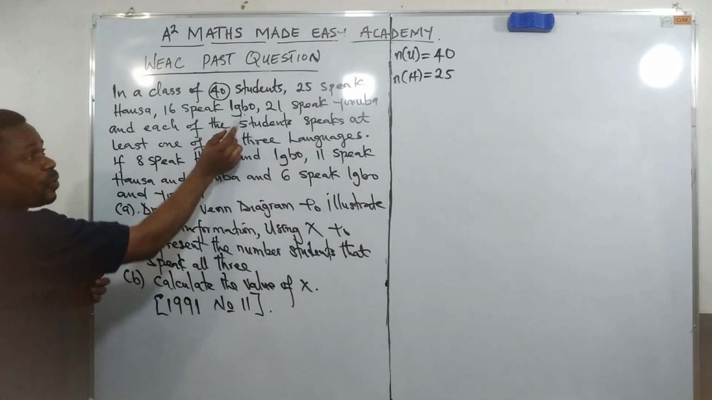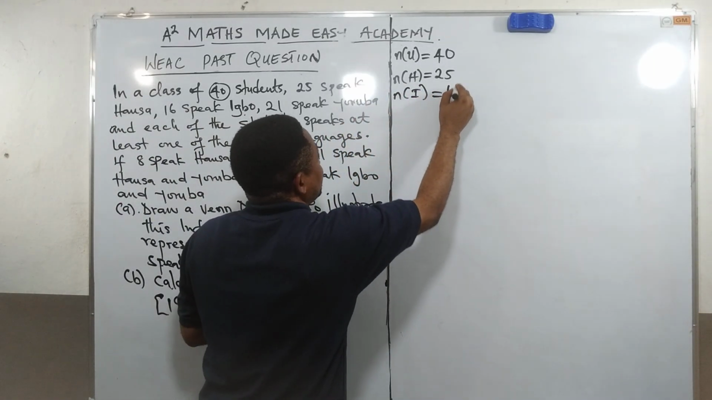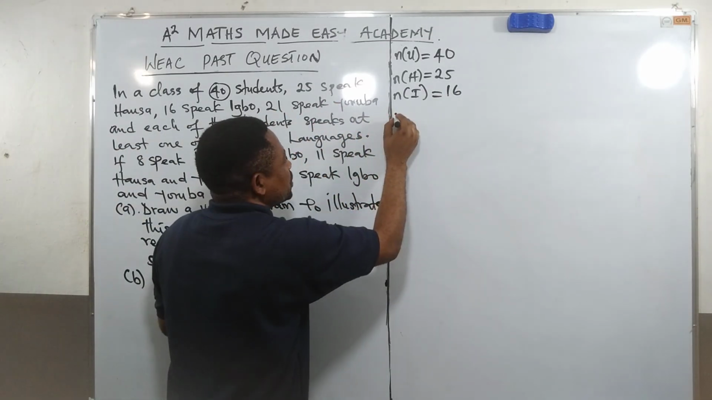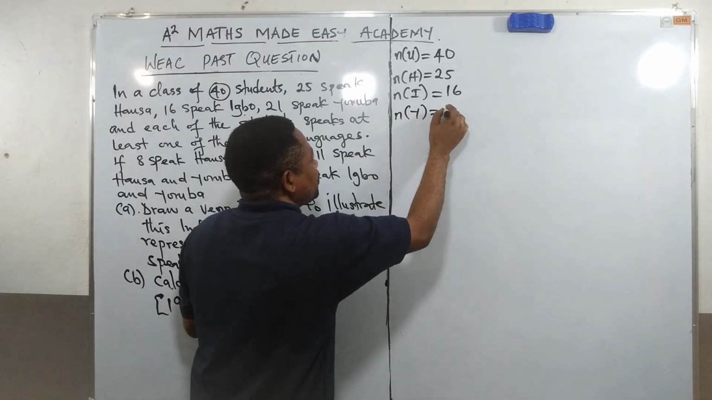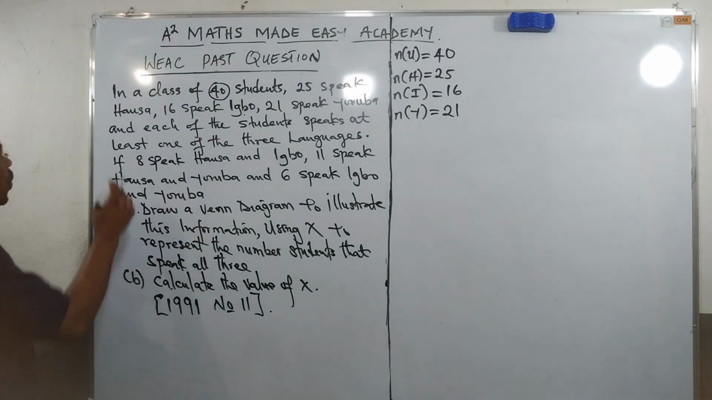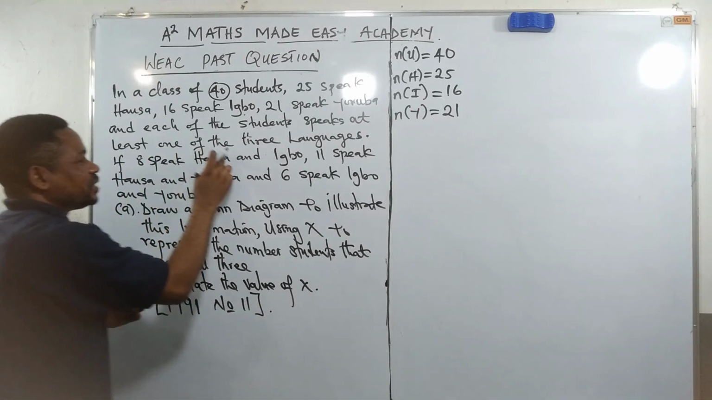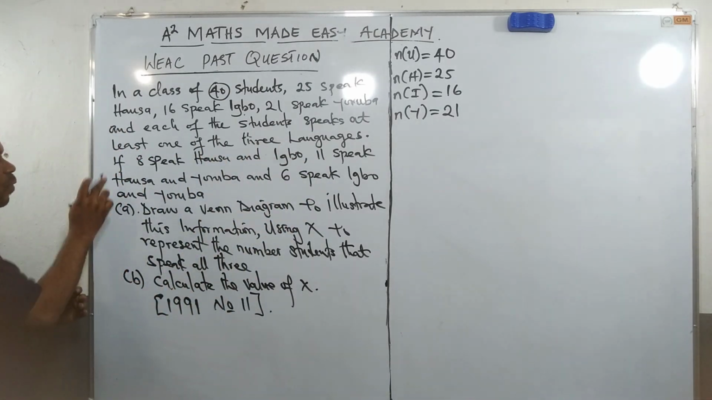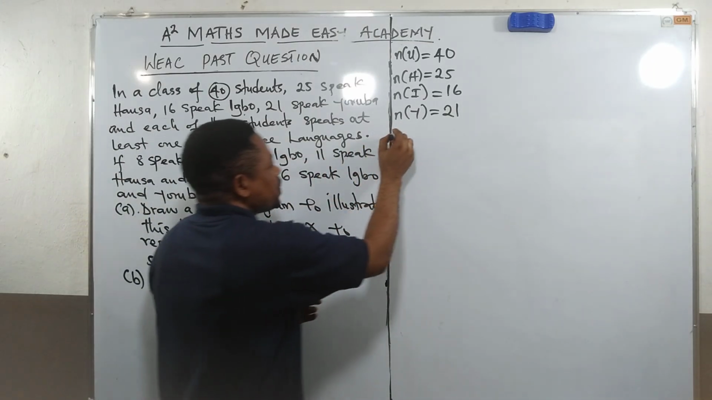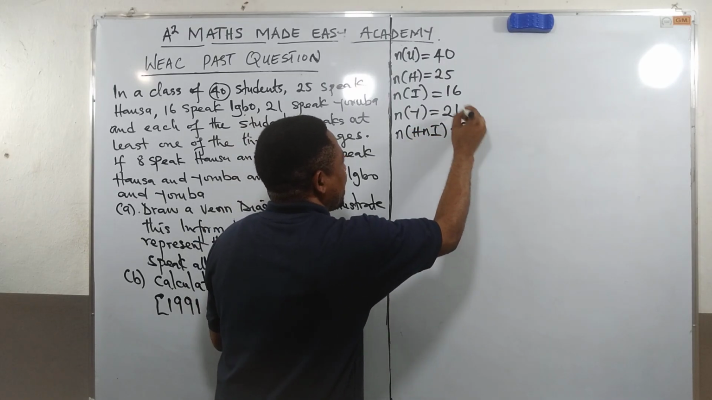16 speak Igbo. The number that speaks Igbo is 16. And 21 speak Yoruba, so the number that speaks Yoruba is given as 21. Now this is the information. The question says each of the students speaks at least one of the three languages. Now, if 8 speak Hausa and Igbo, the number of students that speak Hausa and Igbo is given as 8.